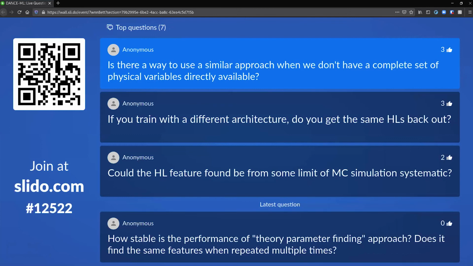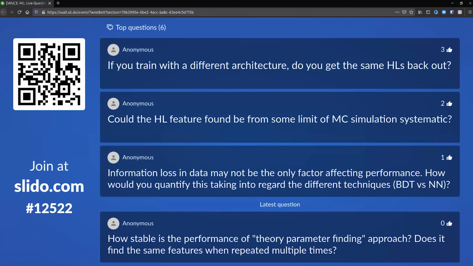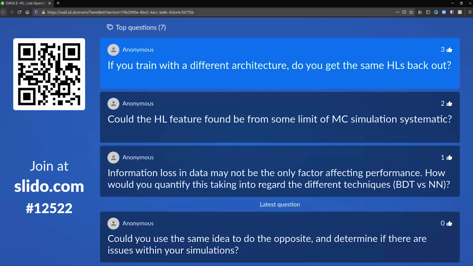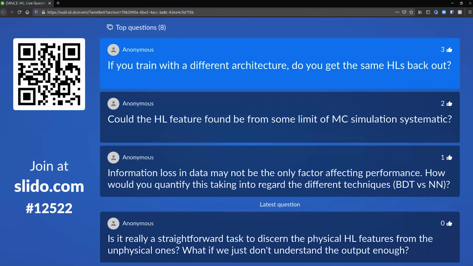Great questions. If you train with a different architecture, do you get the same high-level features back out? Oh, fascinating. If we train, for example, on the images with a different architecture, that's not something that we have explored. It's a great question. That's a great suggestion. Thanks. We'll look into that. It's not a question I have the answer to.